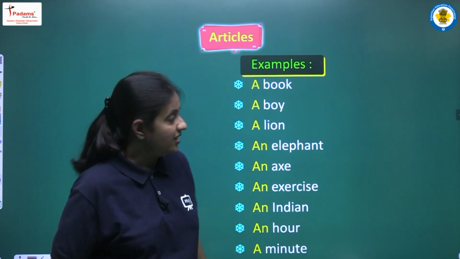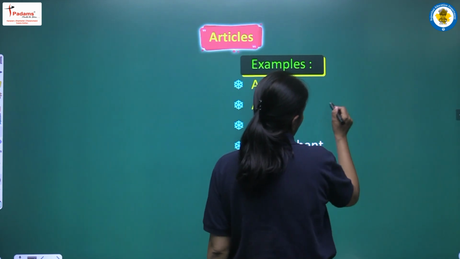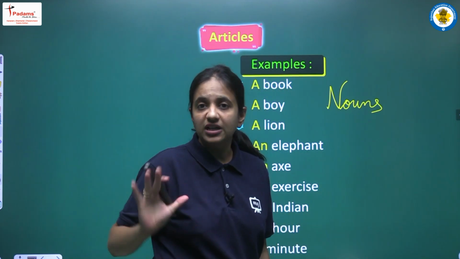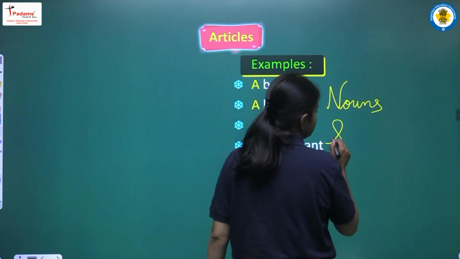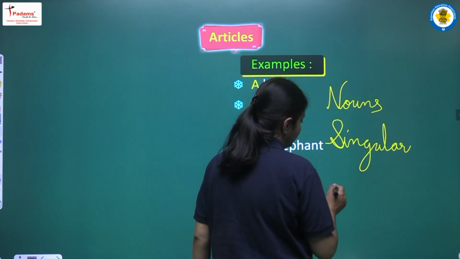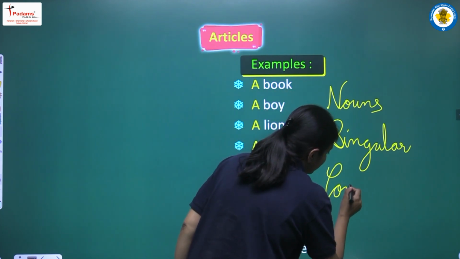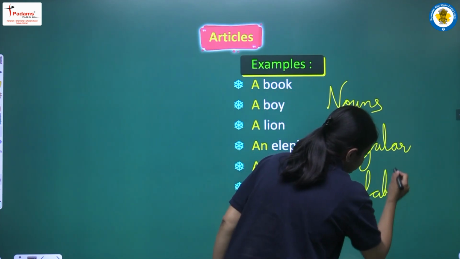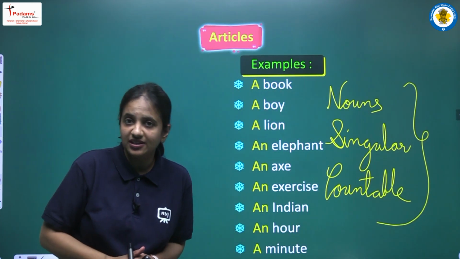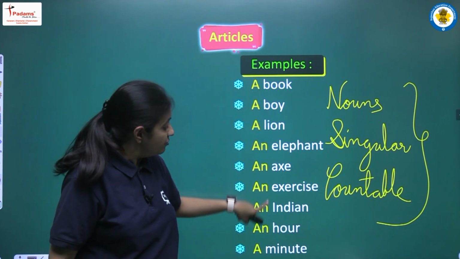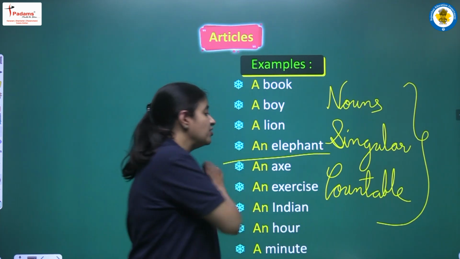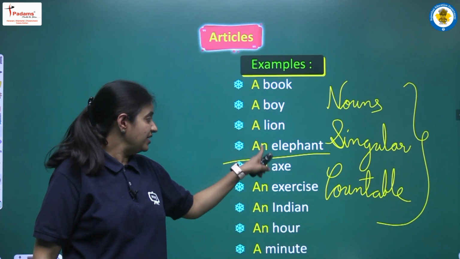So we can write here what we need. First of all, the word should be a noun. Second, it should be a singular noun. And the third important thing, it should be a countable noun. So these are the three conditions that have to be there, and then according to the sound we can use A or AN accordingly. Like here, elephant, because we have a vowel sound, we use AN.